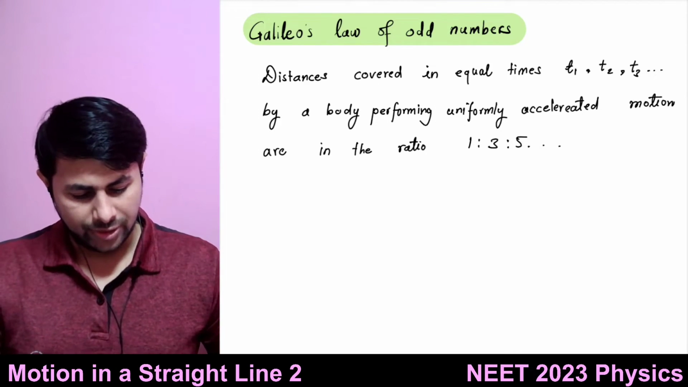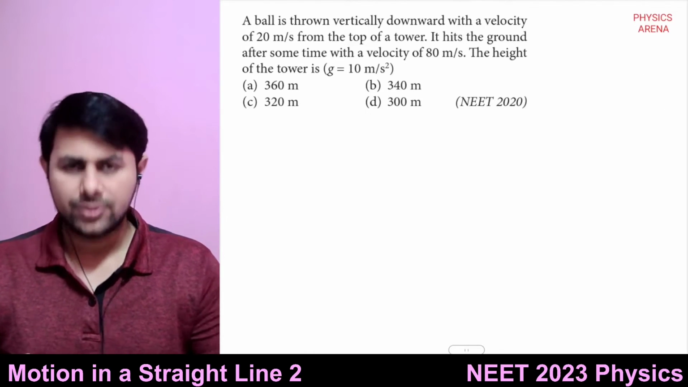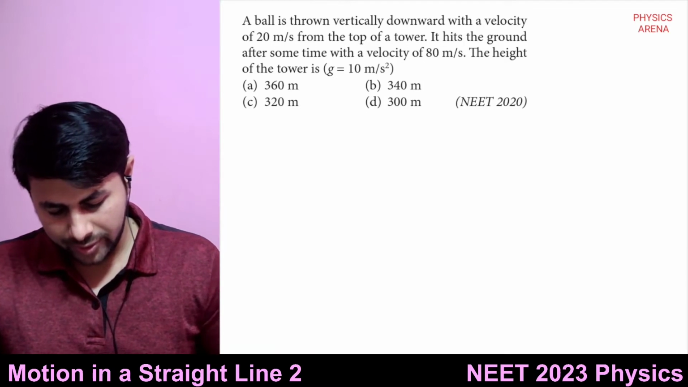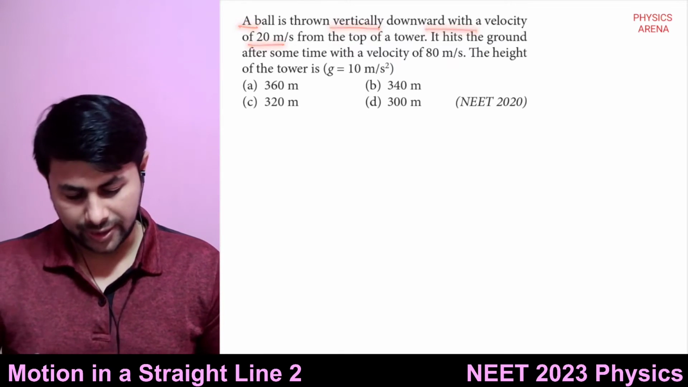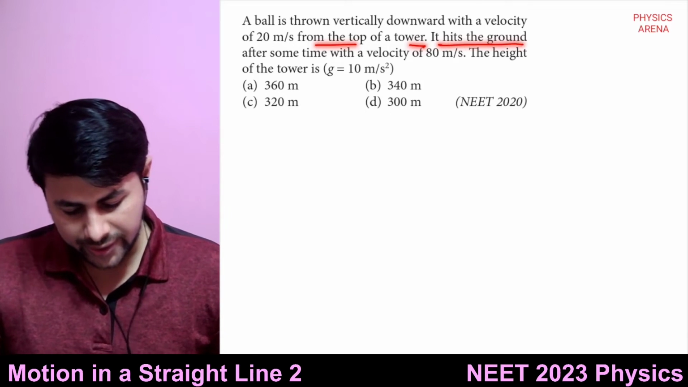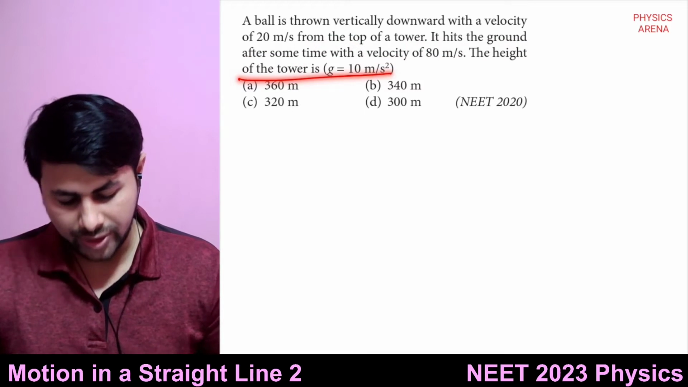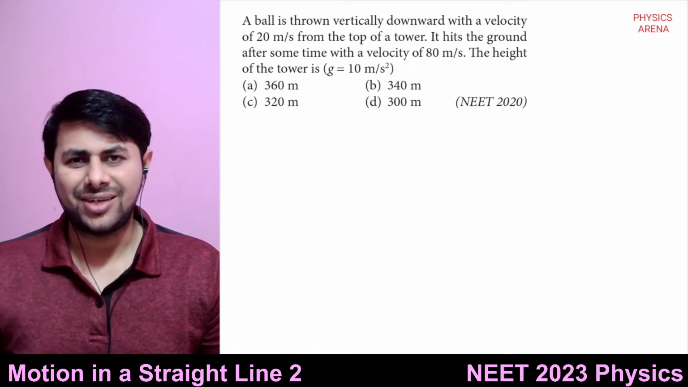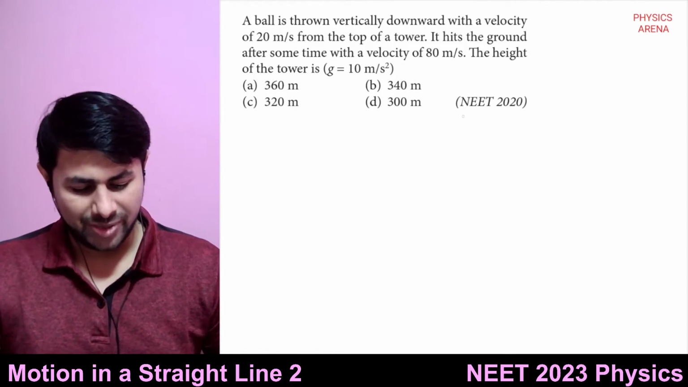Okay, so let's solve some problems based upon uniformly accelerated motion. So this first problem: a ball is thrown vertically downward with a velocity of 20 meters per second from the top of a tower. It hits the ground after some time with velocity 80 meters per second. The height of the tower is? Now I want you to tell me the kinematic equation of motion that will solve this problem. This is from NEET 2020.